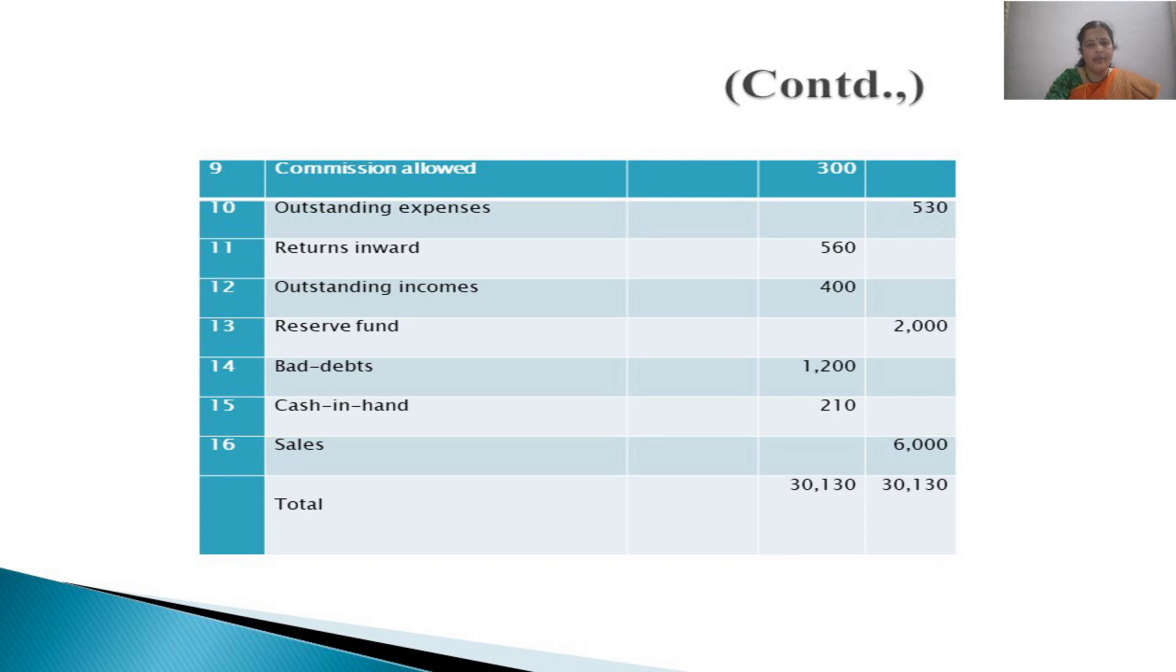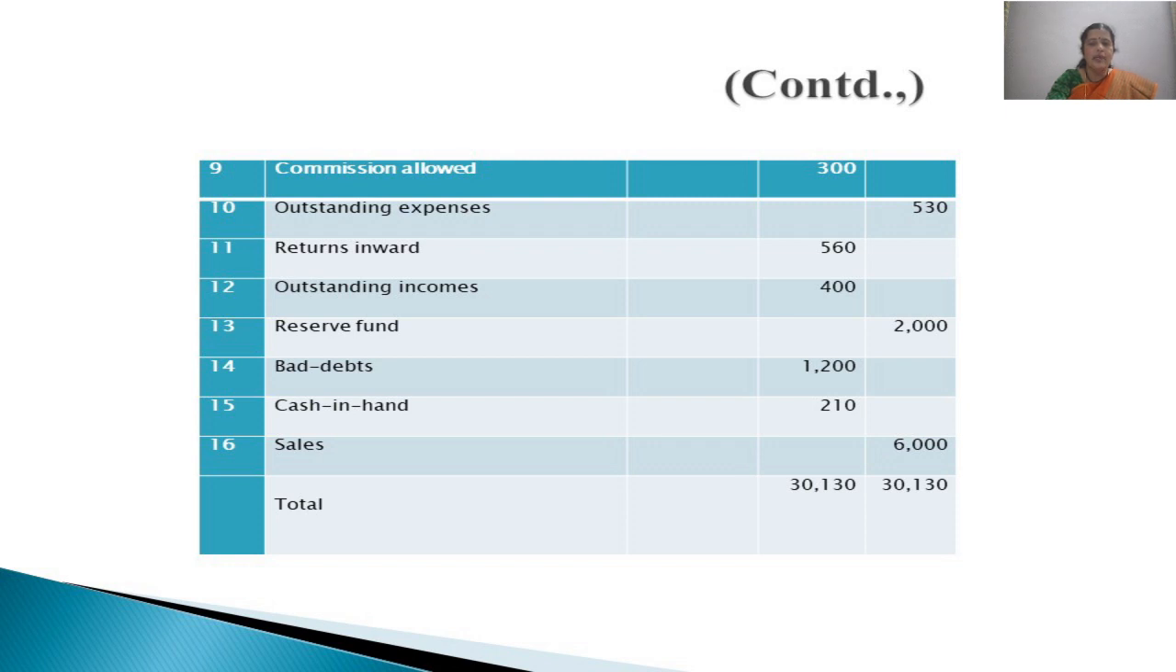So commission allowed is an expense. Outstanding expenses is a liability. Outstanding expenses means expenses you had to pay and you have not yet paid. I think you understood. Expenses you had to pay already, but you have not yet paid. It is still due from you, means it is a liability from your side. Then returns inward. Yes, I have told in the previous problem. Returns inward means sales returns, opposite of sales.